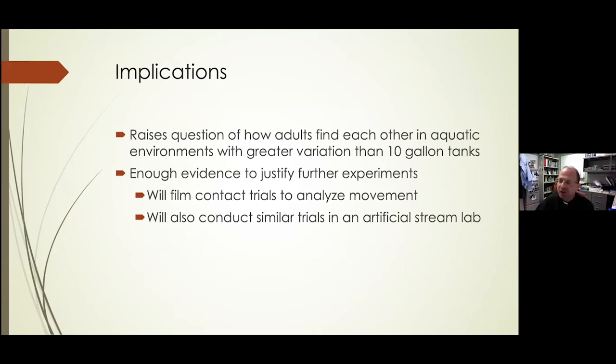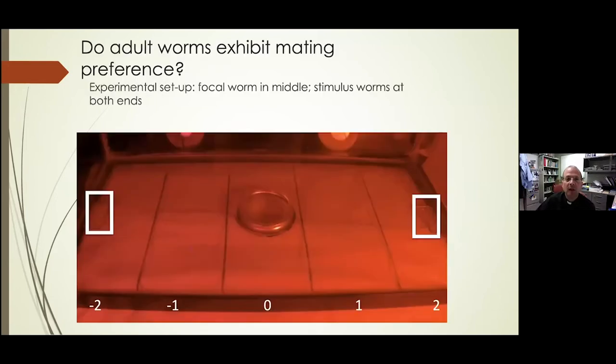But then it also raises the question: if you're in a creek, there's much more variation than in this 10-gallon tank. But we did have enough evidence to justify further experiments. So we want to record those trials and maybe do an analysis of their movement. And then maybe if we have access to an artificial stream, we can also conduct similar trials there.